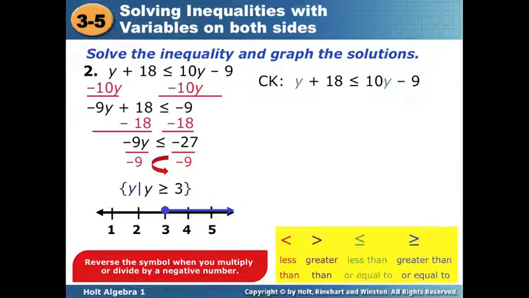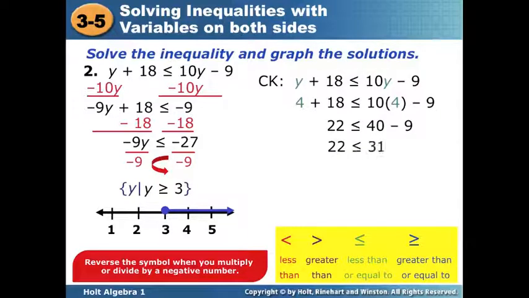Now check a number from that shaded region in your original problem. We're going to use 4 for our check. Work it out to see that we get 22 is less than or equal to 31. And that is true, so it does check out.